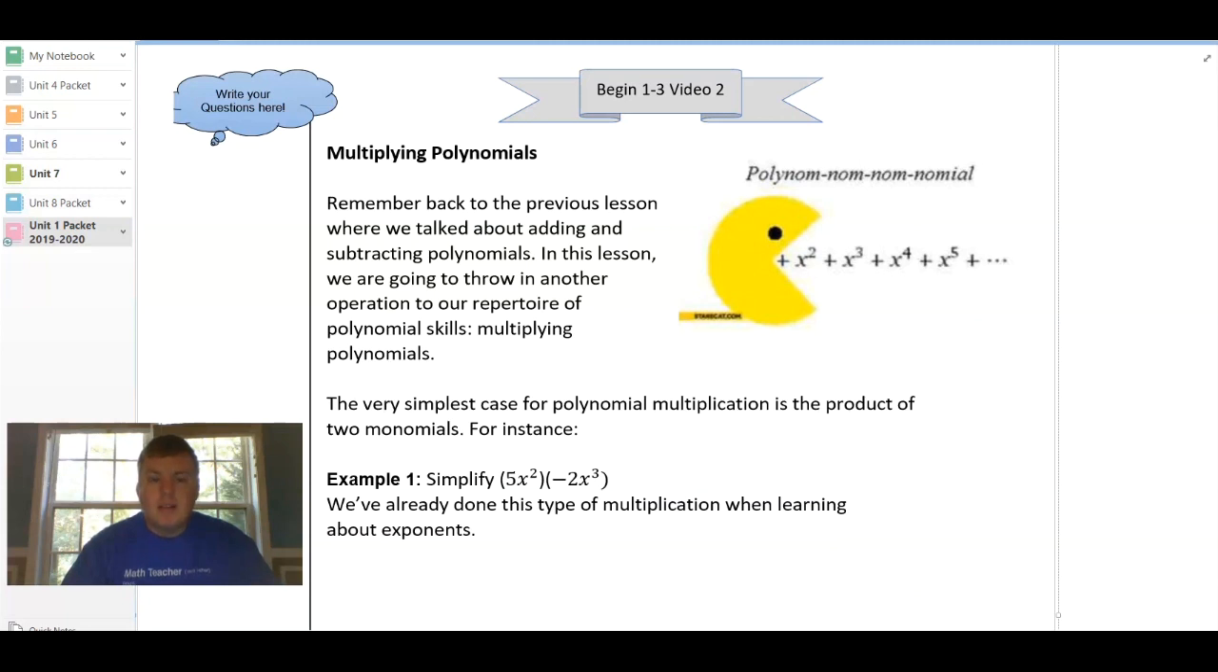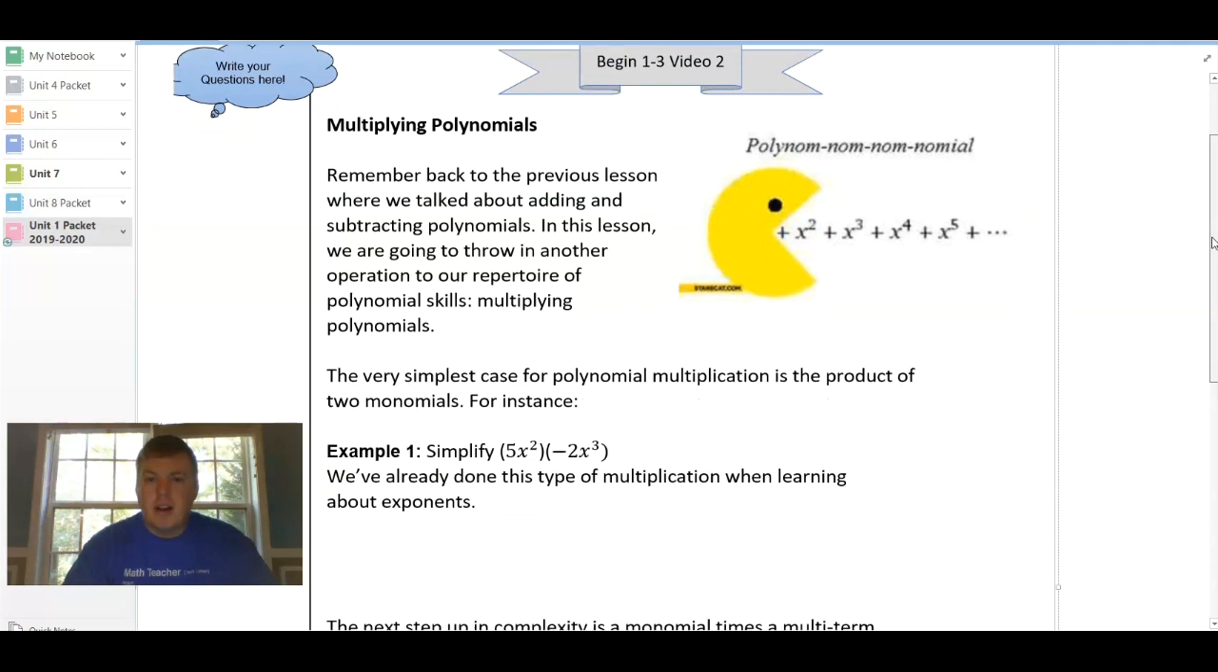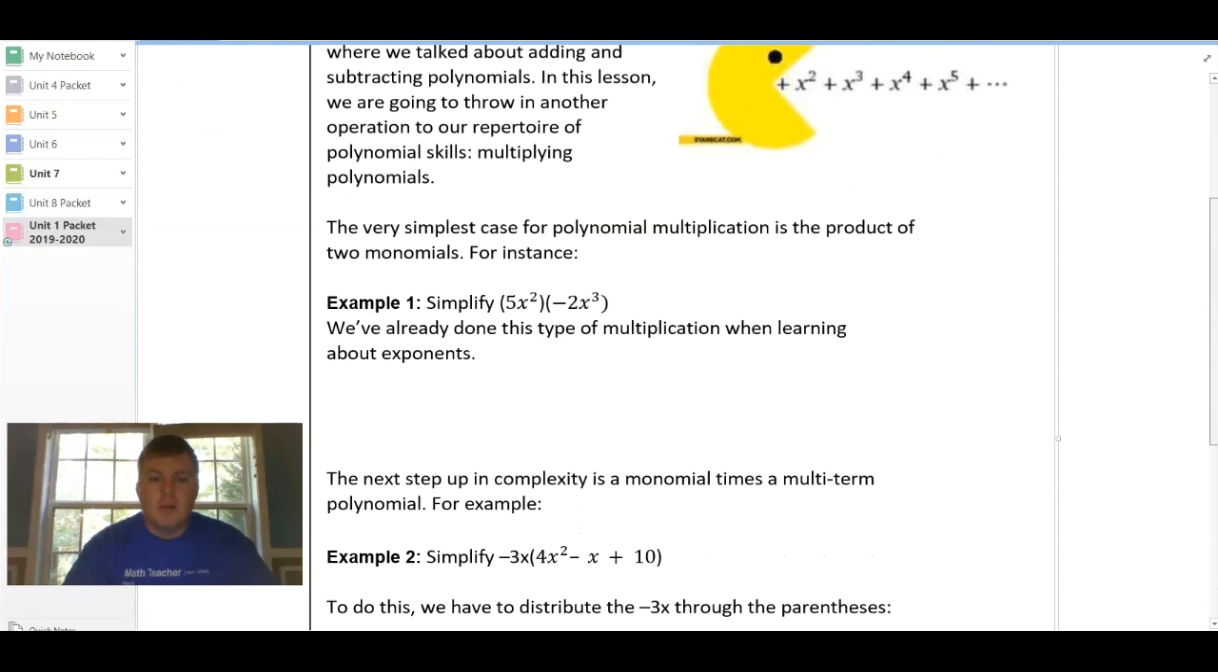If you think back to lesson 1-2, we talked about adding and subtracting polynomials. In this video, we're going to add one more operation into our repertoire of skills, and that's going to be multiplying polynomials. So we're going to start very simple, and work our way up through the varying complexity of multiplying polynomials.